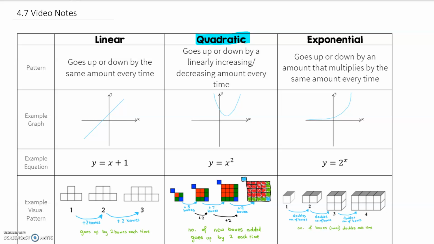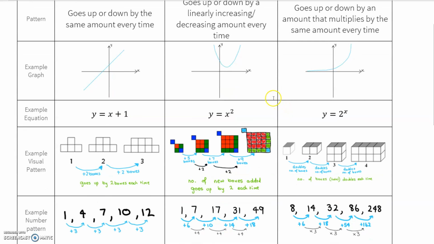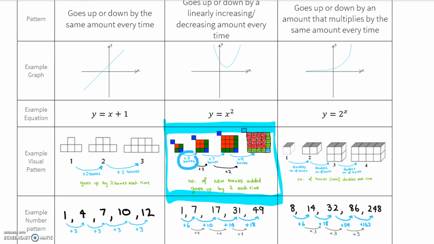So quadratics go up or down by a linearly increasing or decreasing amount every time. Now that's a lot of words. So let's actually look at what that kind of looks like in a pattern. You can see in this pattern here, the amount that the number of boxes goes up by is increasing. Because in this first step, we're increasing by 5 boxes. In the next step, we're going up by 7 boxes. And in the next step, we're going up by 9 boxes.